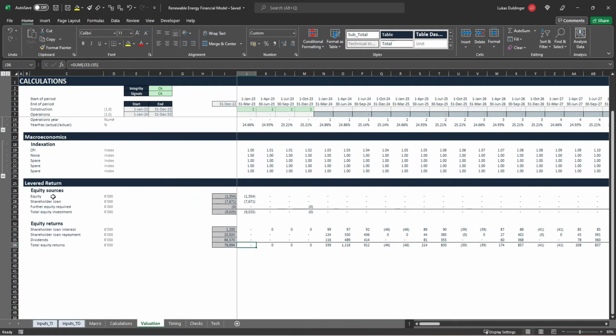So all we will do is calculate our levered IRR, so basically our internal rate of return in our levered case. Levered meaning that we will assume debt financing or gearing.